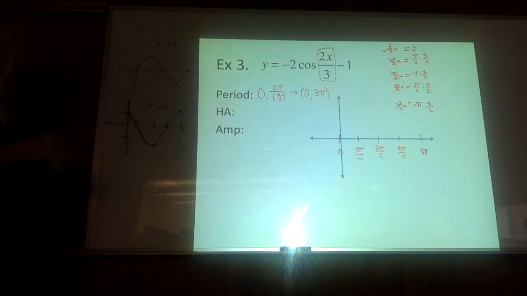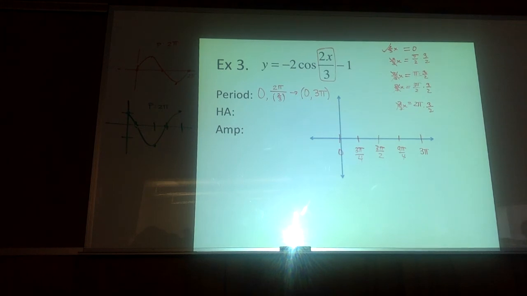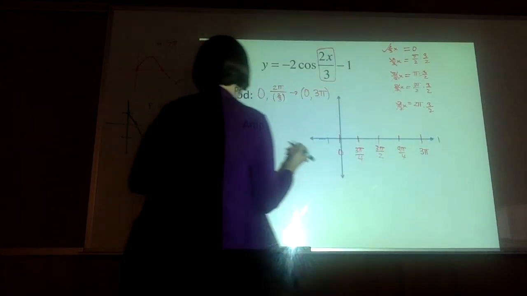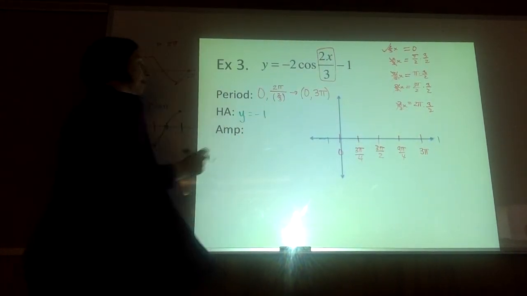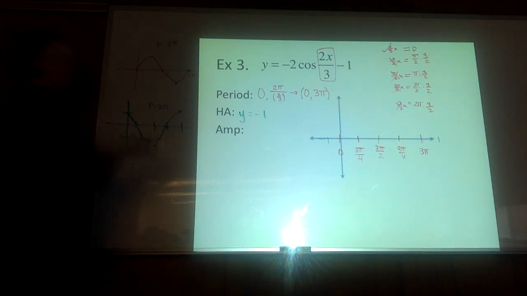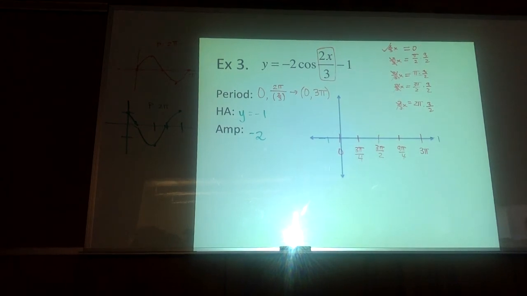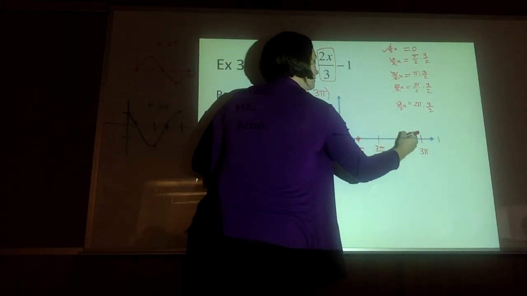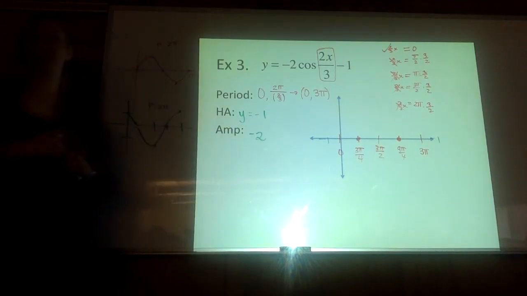Where's my center wave? What's the y value of the center wave or the horizontal asymptote value? -1. So this is at -1. We can label that. Y equals -1. My amplitude is -2, correct? Now I can start to graph. How many key points does cosine have on the center wave? 2. 1, 2. That part doesn't change.